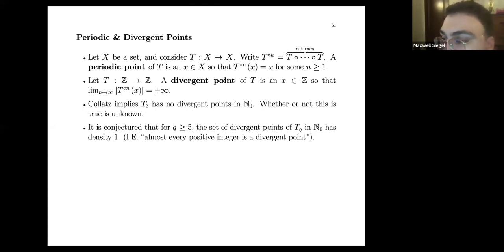Meanwhile, it is conjectured that the set of T5 divergent points in N0 has a natural density of 1, which in essence means almost every non-negative integer should be iterated to infinity by T5. The smallest one, which is suspected to go to infinity, is 7. None of these statements have been proven.